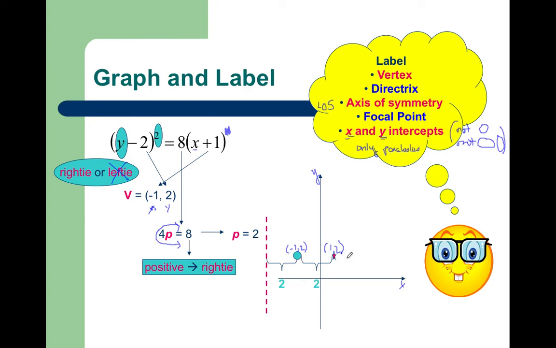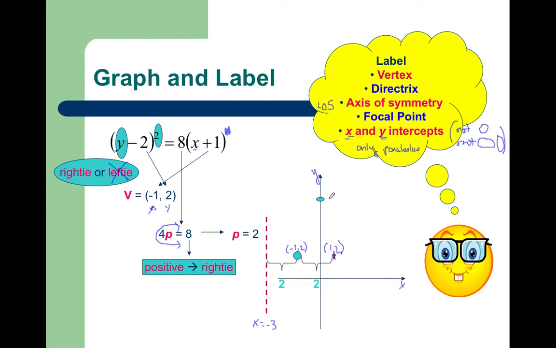And the directrix is going to be 2 units behind the vertex. That's because the dilation factor was positive. And of course, the directrix has an equation. You need to label it with an equation. It's x is equal to, if the vertex was at -1, this is now going to be at -3.